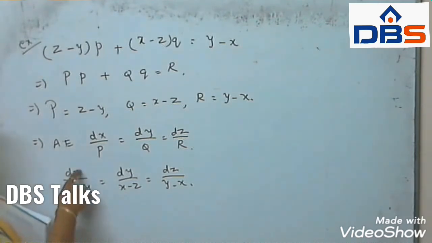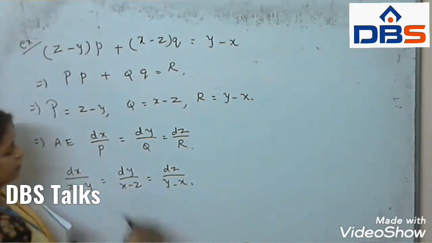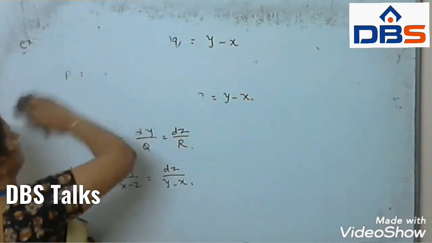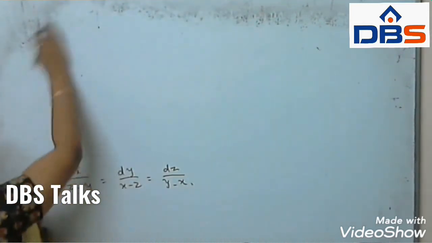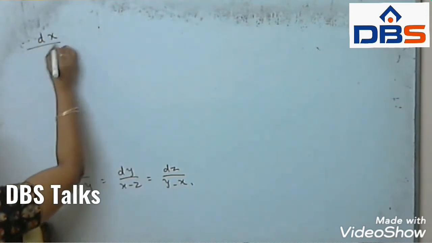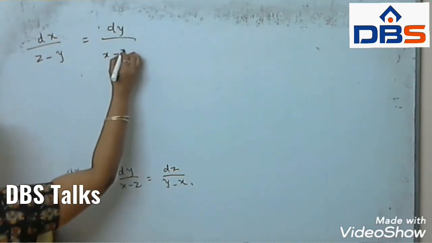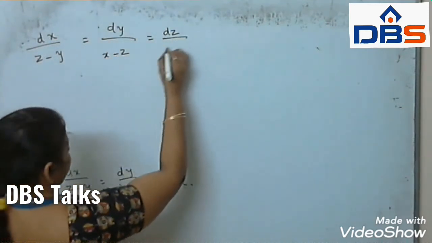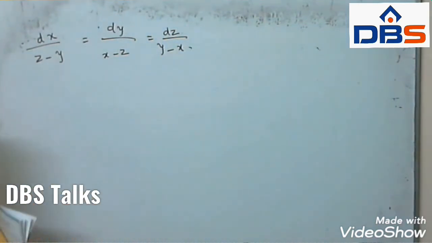So the auxiliary equations are dx by z minus y equal to dy by x minus z equal to dz by y minus x. You can't solve them directly, so you have to go for Lagrange's multipliers. So I am writing on the top dx by z minus y equal to dy by x minus z equal to dz by y minus x. If you can't solve them directly, you have to go for multipliers.